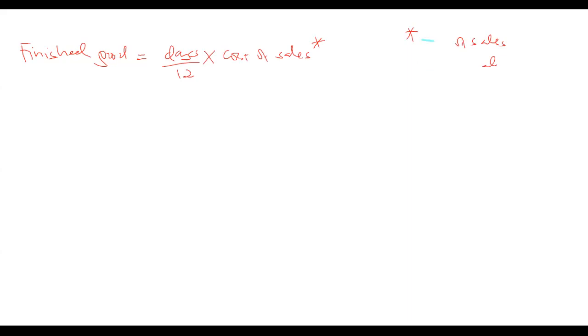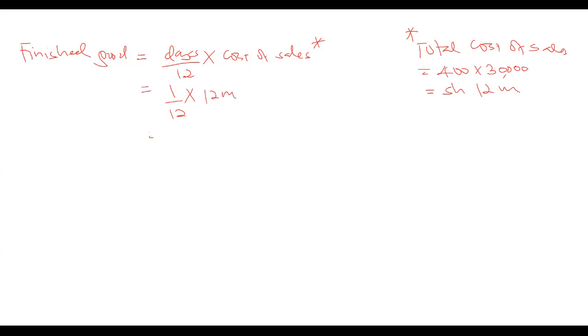So simply therefore you can say total cost of sale, not selling cost. Total cost of sales will therefore be equal to 400 times the units, which in this case remain at 30,000. That gives 12 million. Therefore, the number of days as per note 3 is 1 month, or 1 over 12 times 12 million, to give us therefore 1 million, I guess. Yes, 1 million is the company investment towards finished goods.